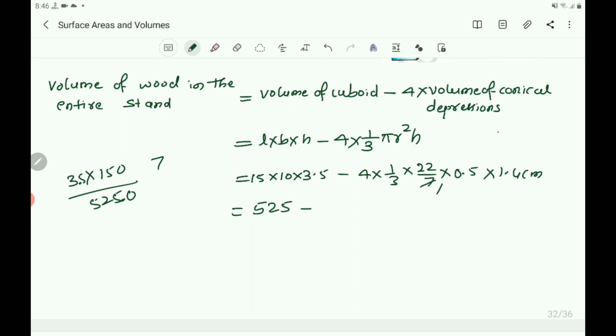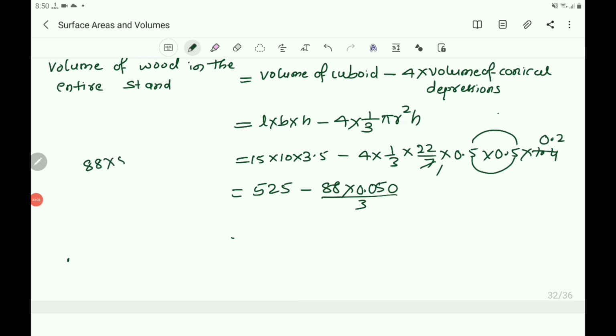here 7 ones are 7. Here r square H means you must write 0.5 2 times into 1.4. R square is there, so it is R into R. Then 7 ones are 7, 0.2s are. Then you write 4 ones are 4, 4 twos, 88 into 5 5s are 25, 25 2s are 50. But here 3 decimal points are there. So you take 0.050 into 88. Then you write 88 into 50, that is 8 5s are 40, plus 4, 44, extra 0 you put, that becomes 4.400, 3 digits after the decimal point.